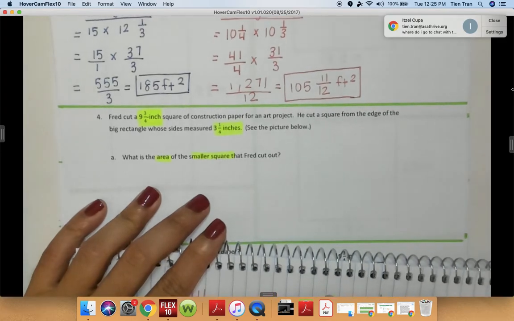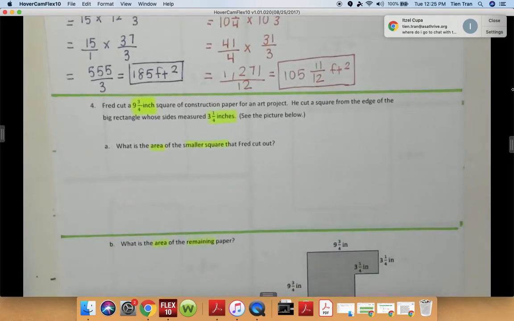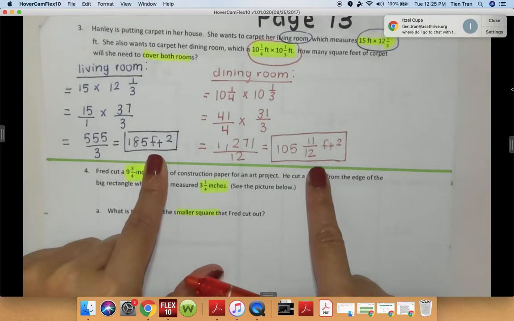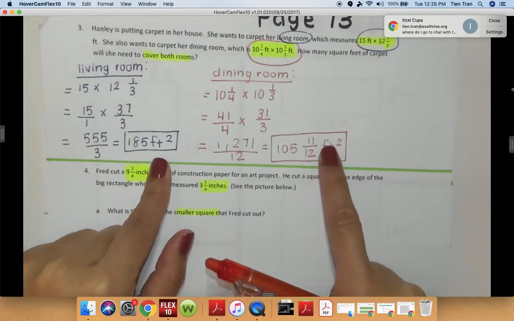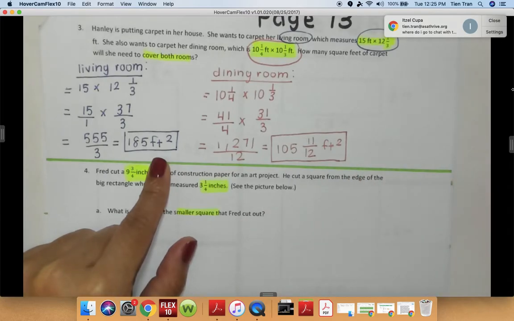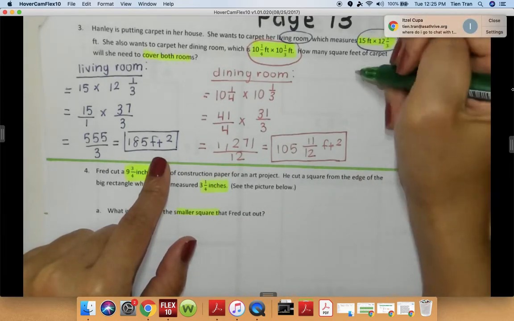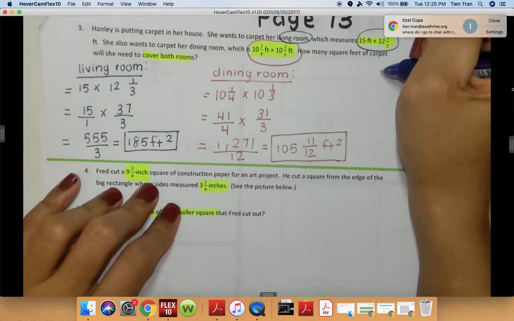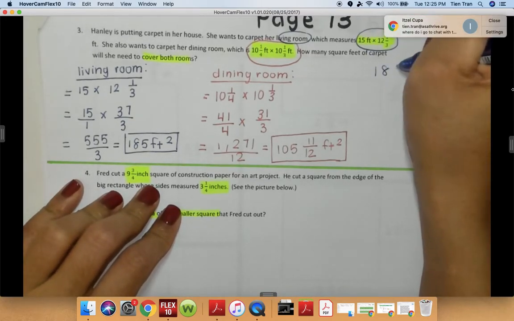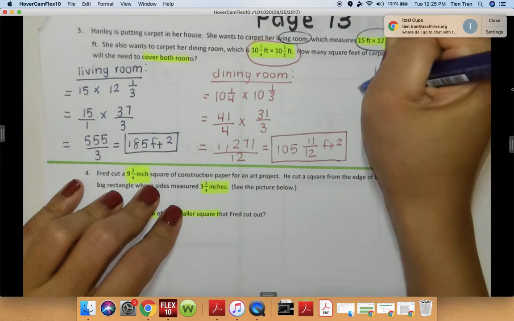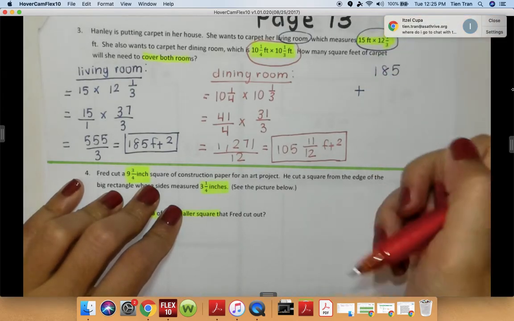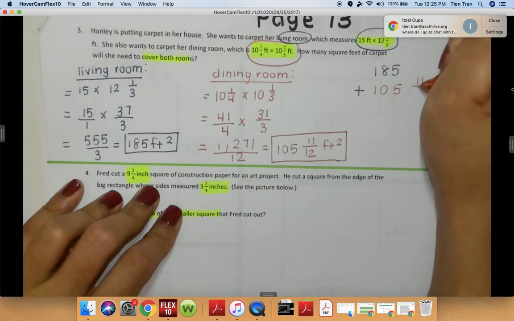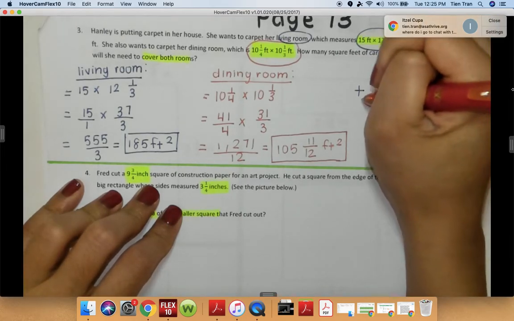Now, I am not done because now I need to add those two numbers together. I'm going to add 185 and 105 and 11 twelfths together so that I get my final answer of how much carpet I need. So I'm going to add those numbers together right here for you guys. We have 185 plus 105 and 11 twelfths.